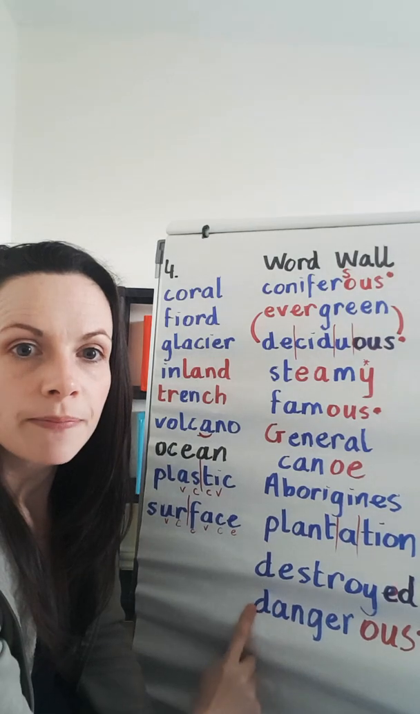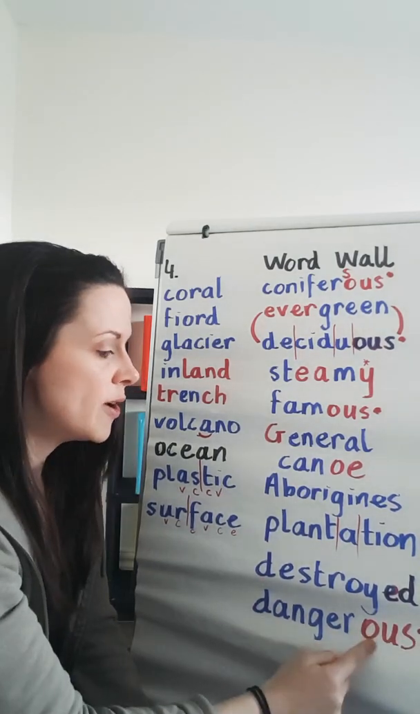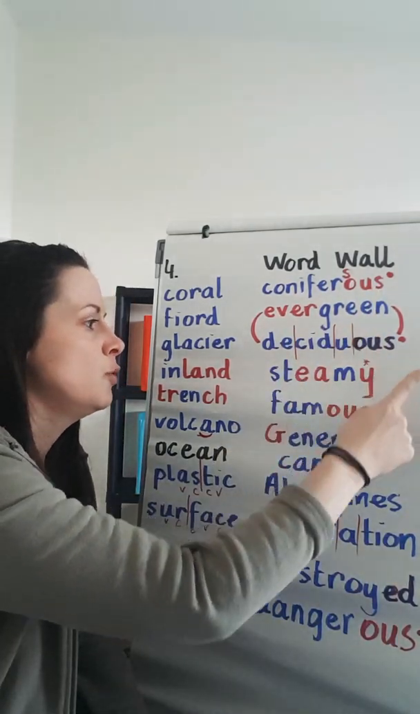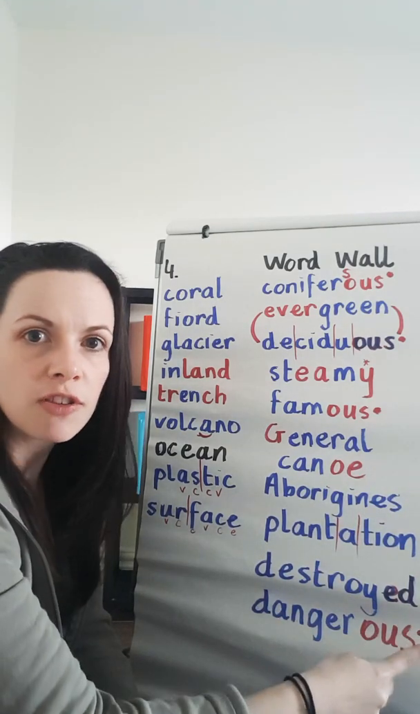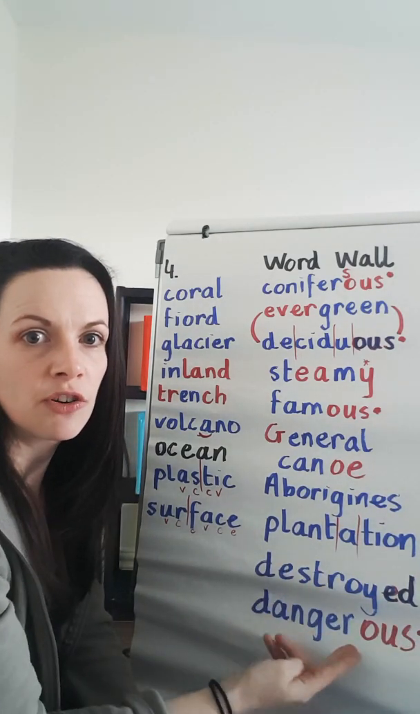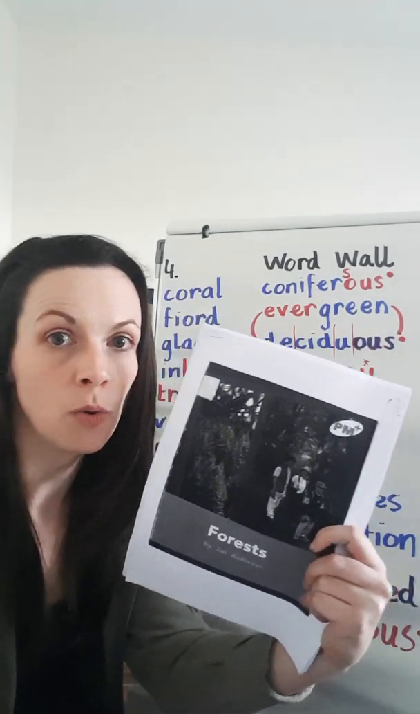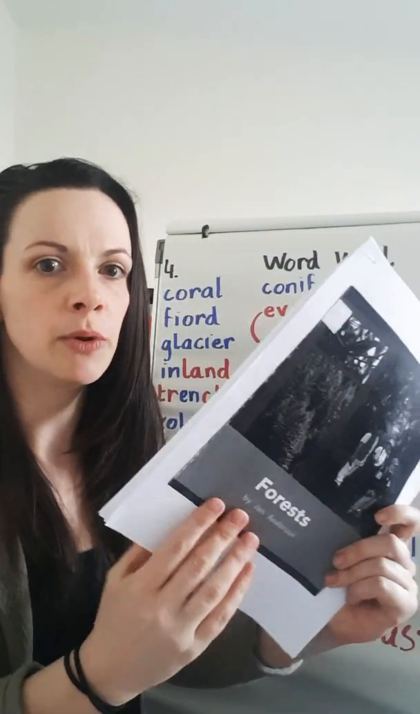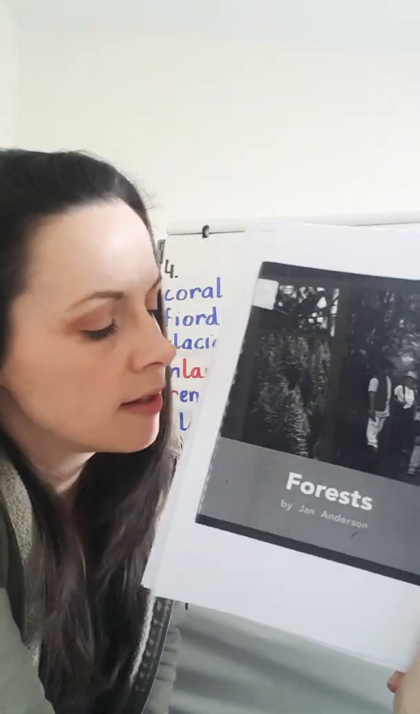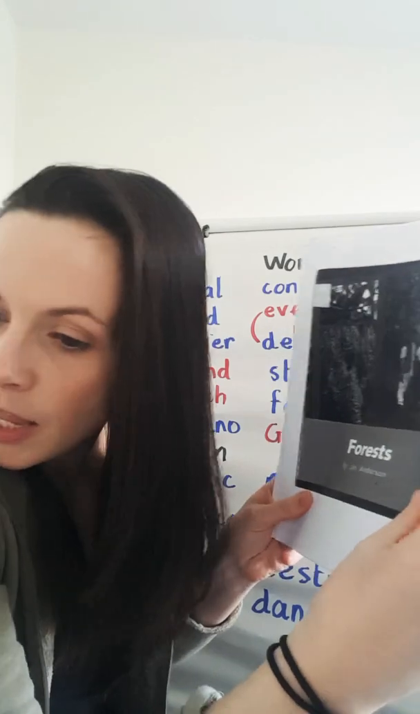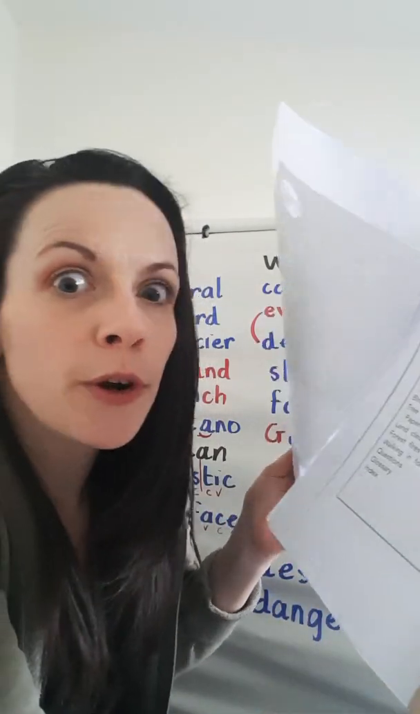And the last word, dangerous. Another OUS word: coniferous, deciduous, famous, dangerous. Something's dangerous. I'm guessing forests can be quite dangerous places, or working in forests can be quite dangerous. Okay, so those are the new words. Group 4, you should be well able to start off reading yourself.